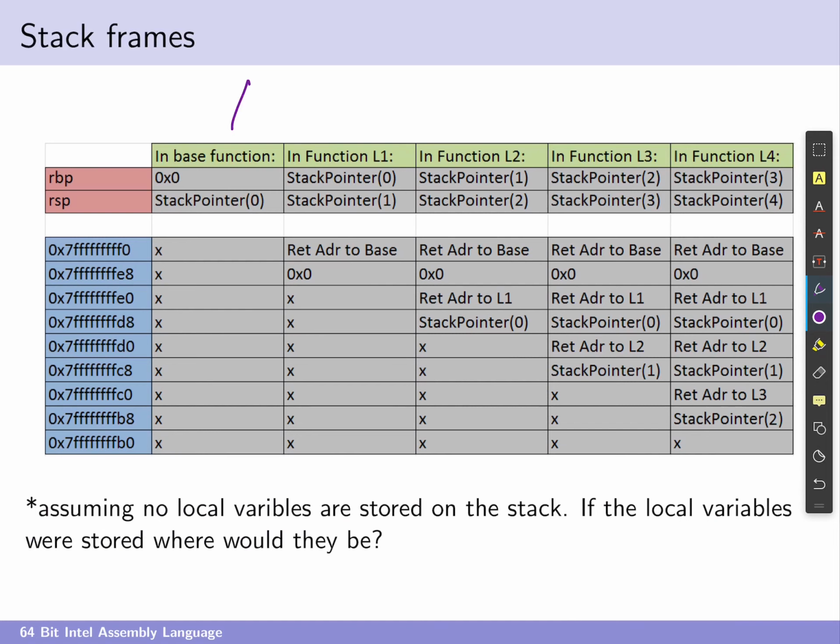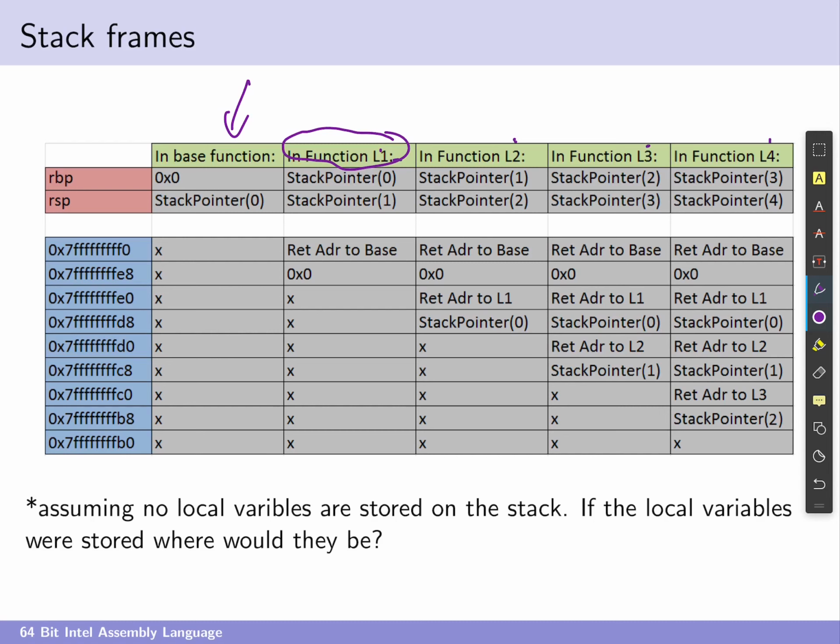So we're now in our base function, and RBP will start up as 0 by default. And RSP will contain our current stack pointer because it always starts at our current top. So you can think of this as basically being in _start. That would be the most reflective of this in practice. Now, if I call a function, so I'm going to call this function level 1. For the purposes of this example, the base function is calling L1, L1 is calling L2, L2 is calling L3, and L3 is calling L4.